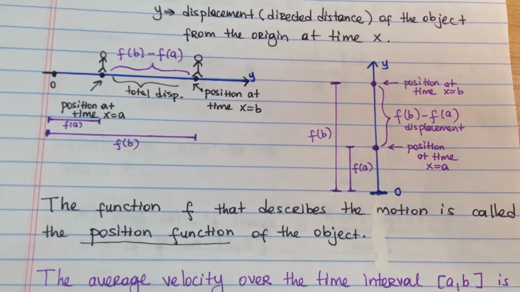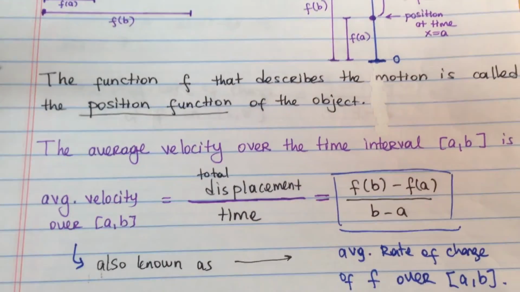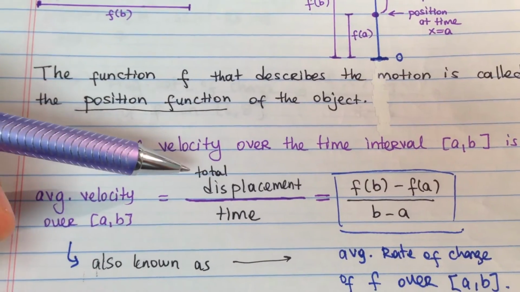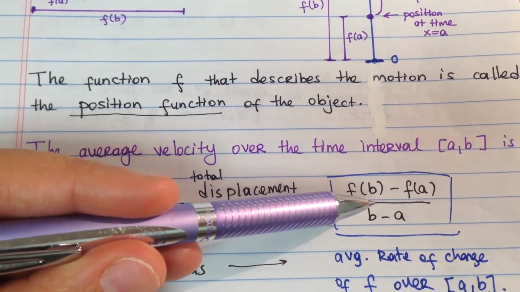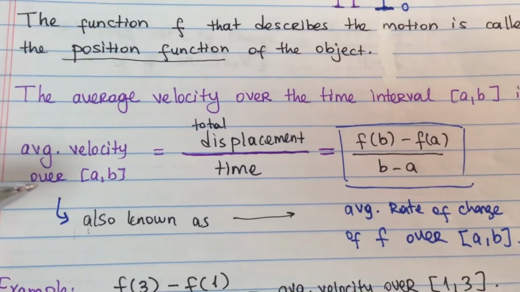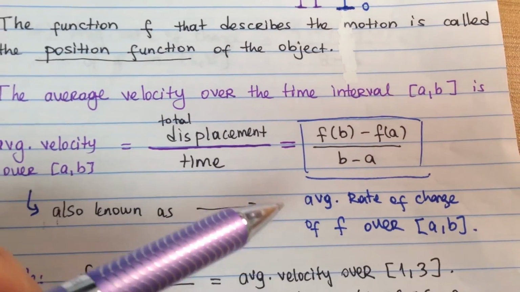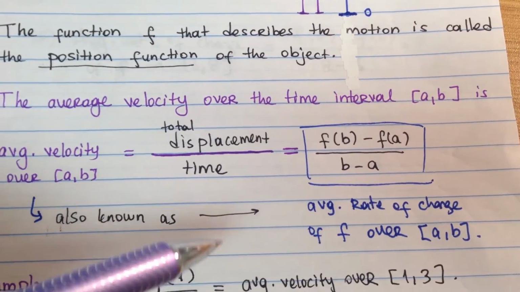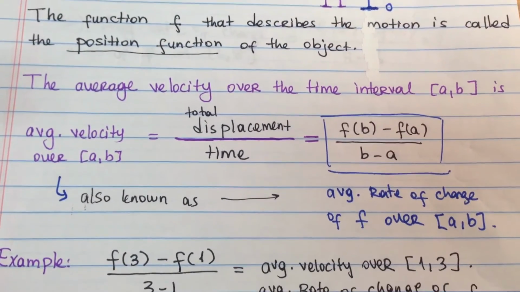and we can now talk about the average velocity formula. What is the average velocity over the time interval AB? That one is the total displacement over total time spent, so it will be f of b minus f of a divided by b minus a, right? So one more time, average velocity over AB is also known as the average rate of change of f over AB. So in questions you might see one or the other. Don't get confused, they're asking the same thing.